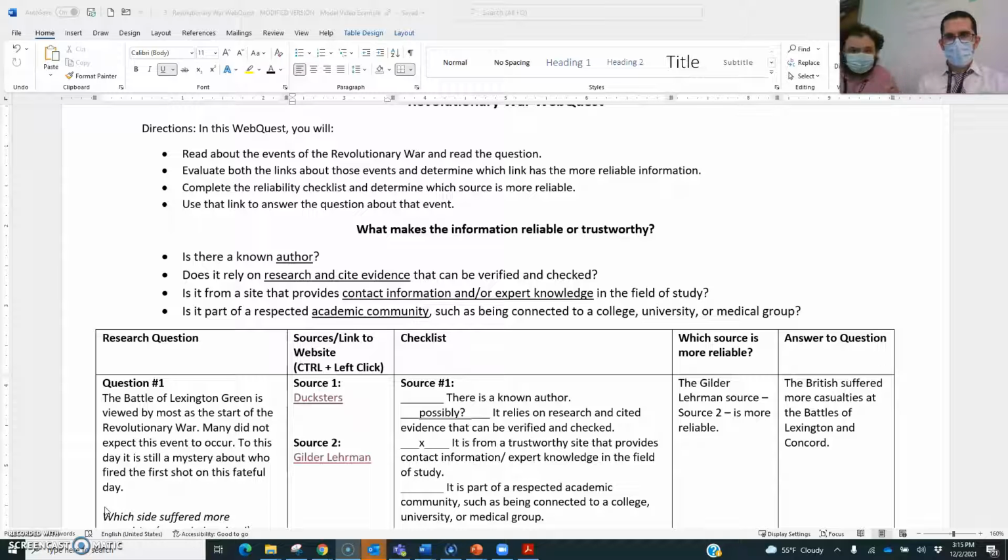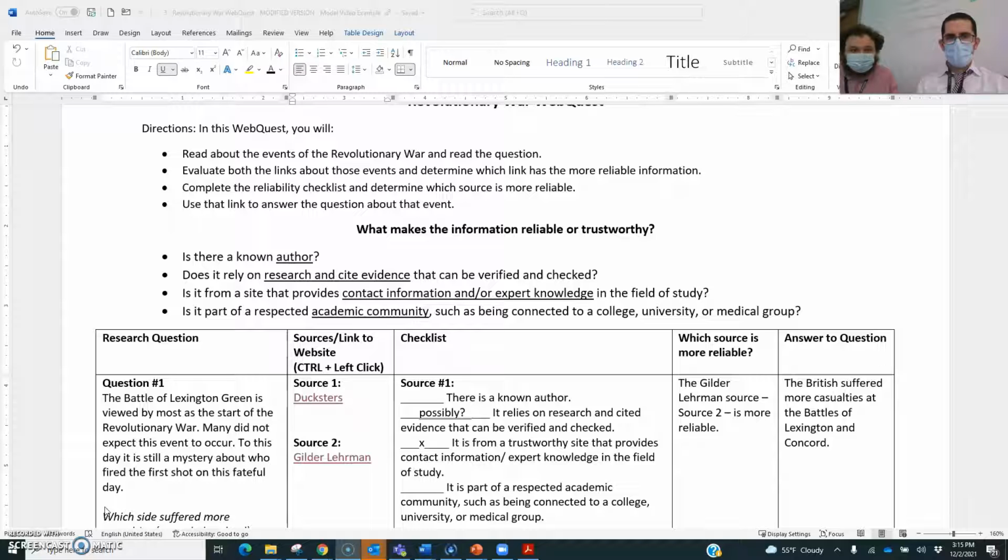Is it from a site that provides contact information or expert knowledge in a field of study? Again, fairly similar to is it a known author? You also want to make sure that the person you're taking this information from is qualified to give it to you. That might mean the person has a PhD in history if you're reading a history article, or is an actual scientist if you're reading a science article. You want it to be from a reputable person with actual expert knowledge.